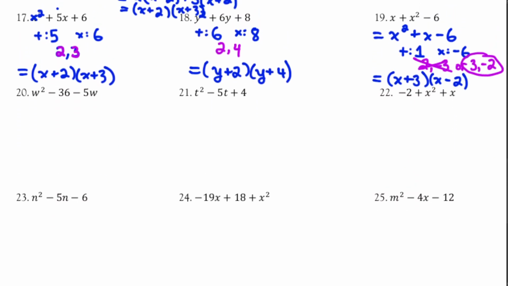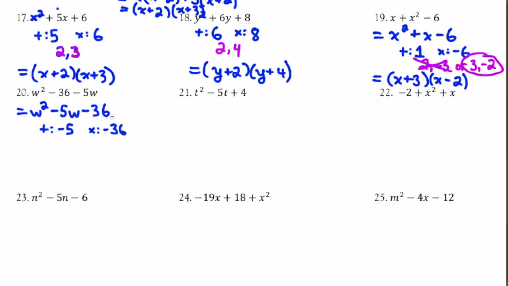Let's look at some more. This one again is in a strange order. So I'll start by putting it in some standard order. Now I can see that c is negative 36 and b is negative 5. So I'm looking for two numbers that add up to negative 5 and multiply to negative 36.